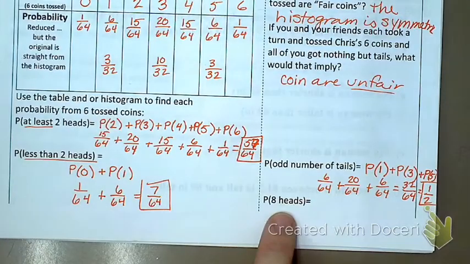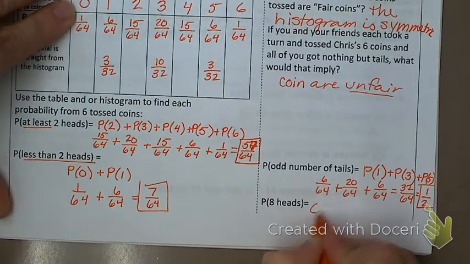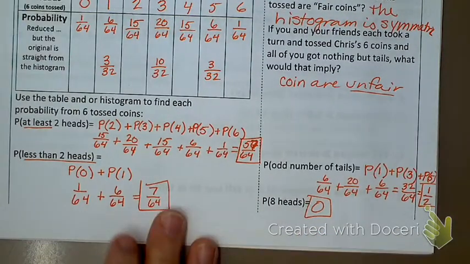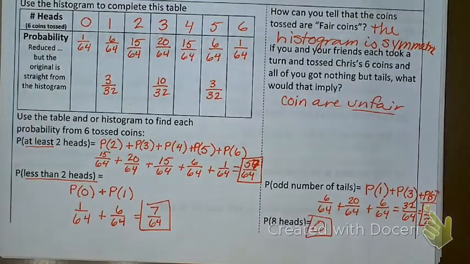And finally, the probability of flipping 8 heads is 0. Why? Because you only have 6 coins. There's absolutely no way you can flip 8 heads if you only have 6 coins. Just saying.